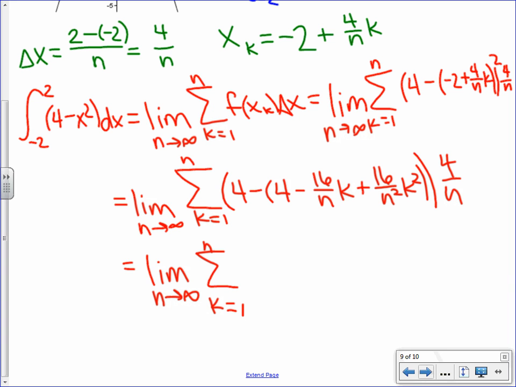Okay, then how did you get that? You added that, okay, I thought it meant that. So now we have 4 minus 4, zero. And then we have minus a negative 16 over nk, so that becomes positive. And then we have minus a positive, so that becomes minus 16 over n squared, k squared.